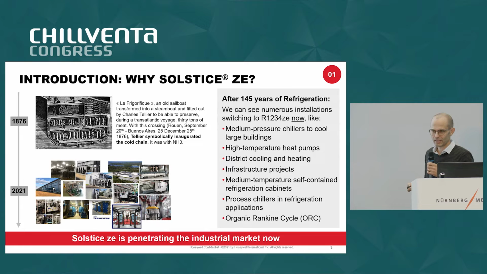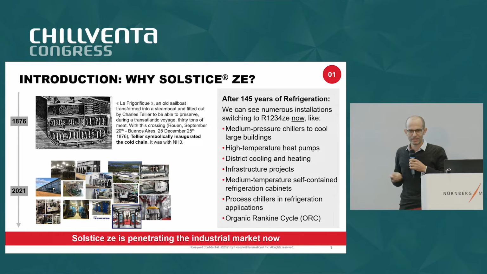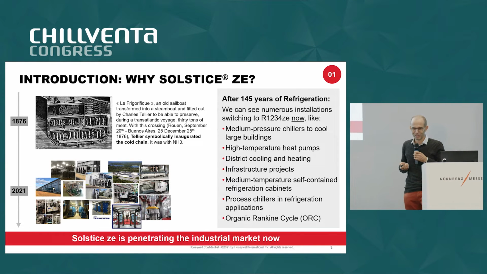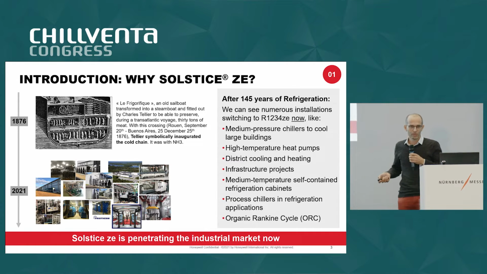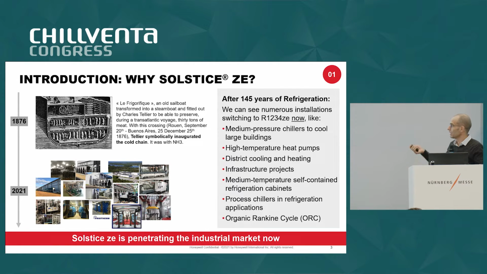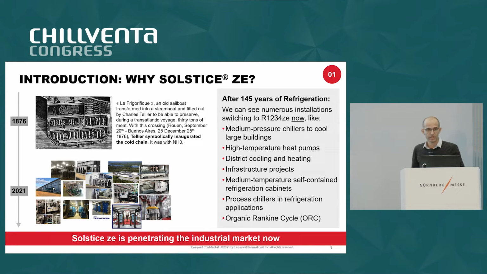That's why I will take it as a reference today in order to talk about Solstice ZE, which, you understand, is a relatively young refrigerant, not very old, but right now it's used in a lot of types of application, from heat pumps to chillers to small applications and up to process applications in the industry for refrigeration, food process, and it is also used for producing electricity in organic Rankine cycles.